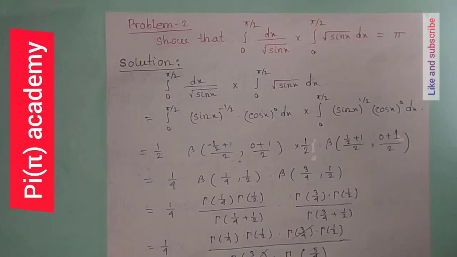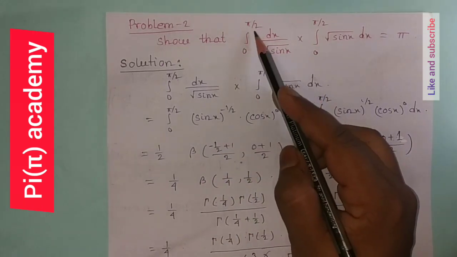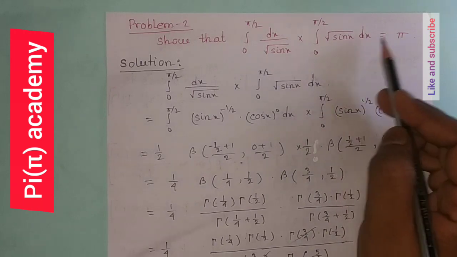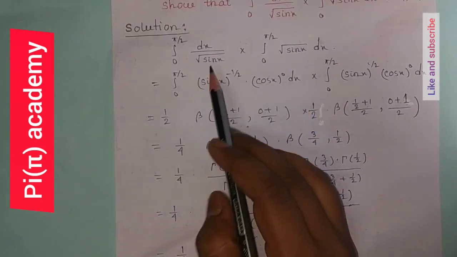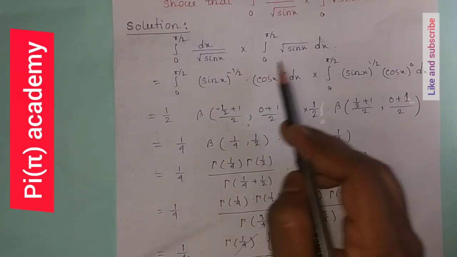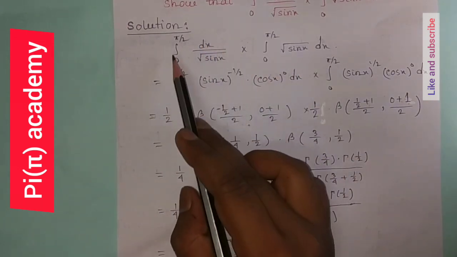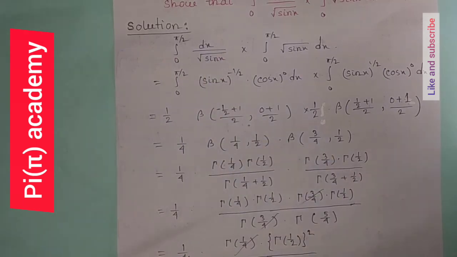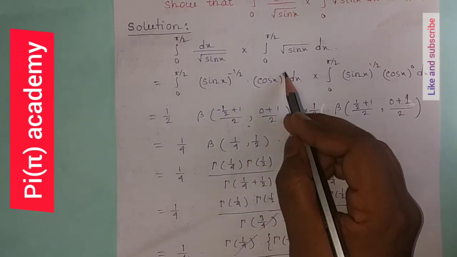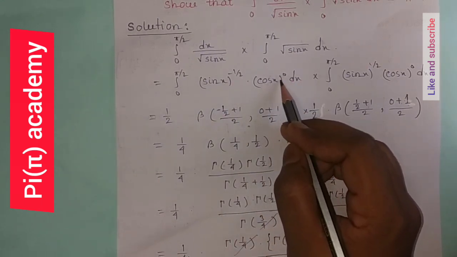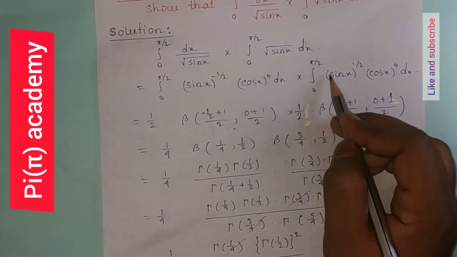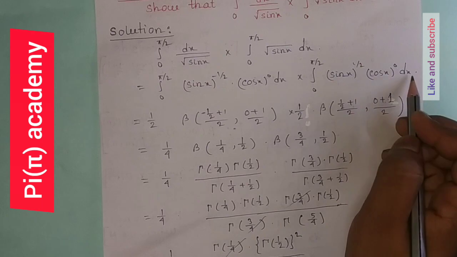Now problem number 2. Show that the integral from 0 to pi by 2 of dx divided by root over sin x, into the integral from 0 to pi by 2 of root sin x dx, equals pi. Now the left hand side, the integral from 0 to pi by 2 of dx divided by root sin x into this, and this can be written as (sin x) to the power minus half and (cos x) to the power 0, since (cos x) to the power 0 equals 1, into dx, and this is also similar to the integral from 0 to pi by 2 of (sin x) to the power half into (cos x) to the power 0 dx.